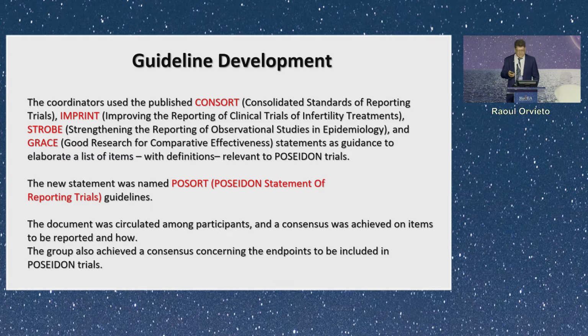The guideline document was circulated among participants, and consensus was achieved on items to be reported, which items and how to report them, and also the endpoints that should be used in studies that relate to the POSEIDON criteria.